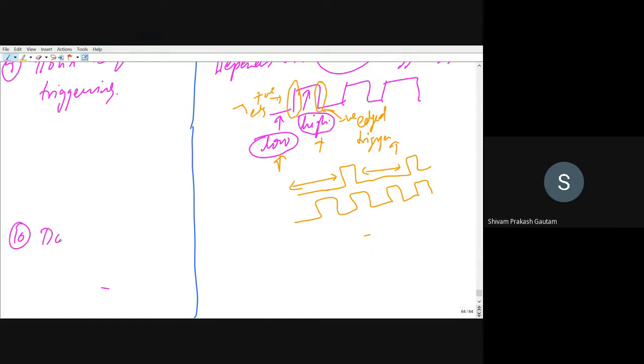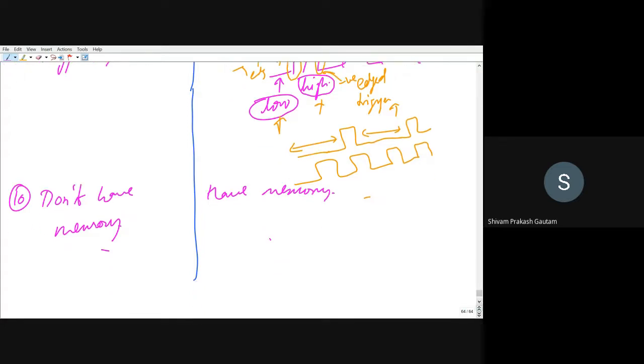Then difference number 10. It doesn't have a memory element, and it has a memory element. This we have already talked about. The basic difference between combinational and sequential is that combinational does not have any memory, so it cannot store any previous data. Whereas sequential has some amount of memory in the form of flip-flops, so it can store the previous output, or previous state. In digital, we say previous output means previous state. Output is defined by state.